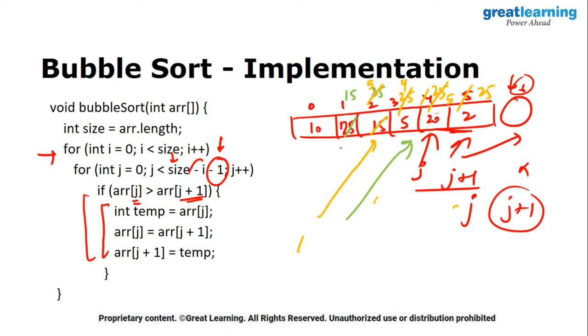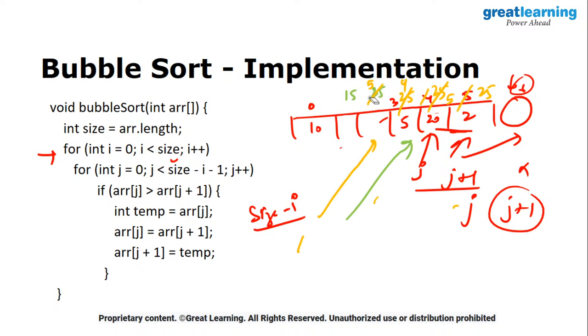Done? But what about this i? Why am I using size minus i? I am using it because after the first iteration is over, let me erase a bit of the mess that is here. So you have your 5 here, you have your 4 here. Now after this iteration is over, you have 10 here, 15 here, 5 here, and let's focus on the end. At the end you have your 25, and this is its original position in the array.